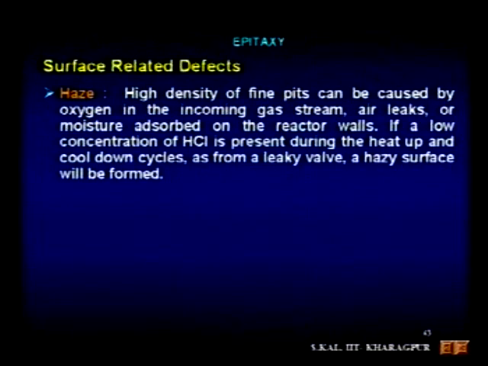If a low concentration of HCl is present during the heat up and cool down cycles, as from a leaky valve, a hazy surface will be formed.